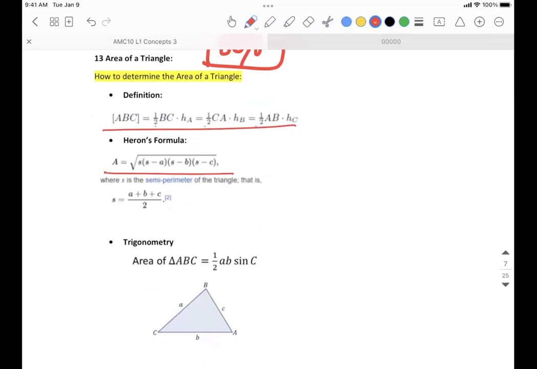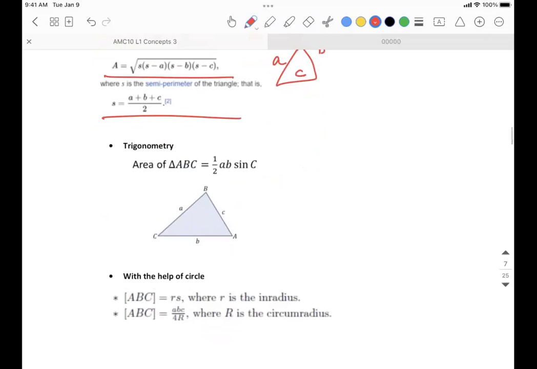The second one is what I just mentioned, Heron's formula, right? Using Heron's formula, if the question just gives you three sides, no height, nothing else, you will be able to determine the area without needing the height.